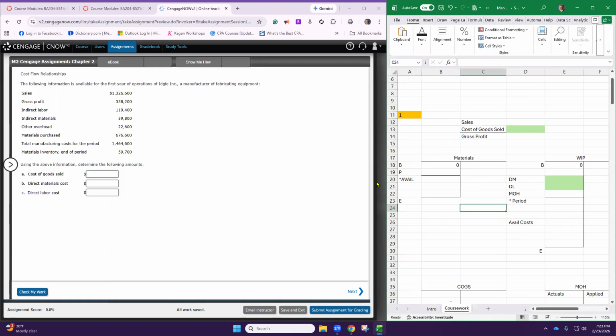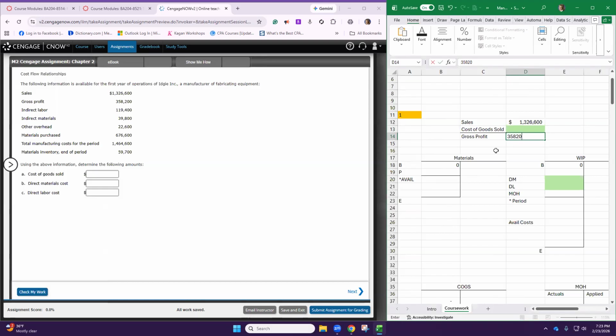Okay, so here's what we're trying to find. So we're trying to find cost of goods sold. We're trying to find direct materials and then direct labor. And that's the order that we'll find them in. Okay, so we already know what sales are. So sales are 1,326,600.